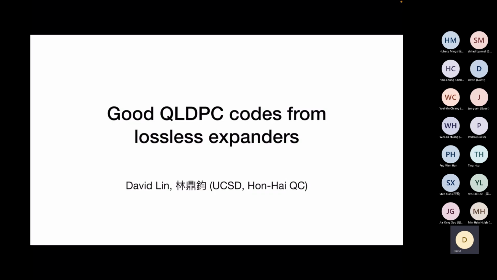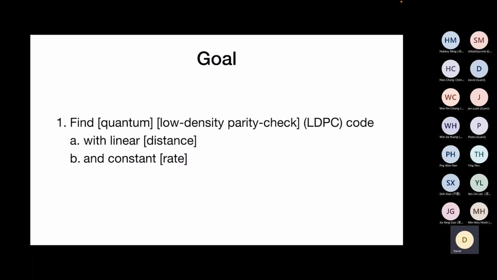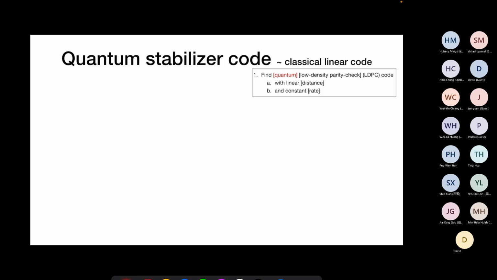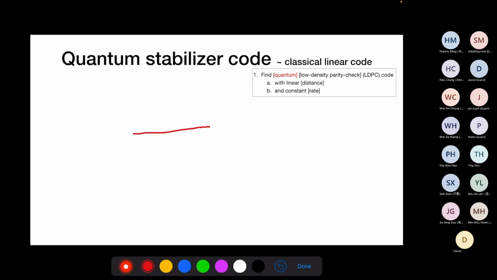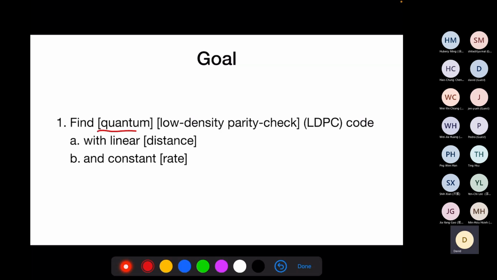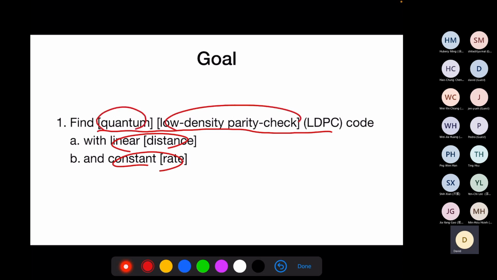Let's start with the goal. Can people see the goal? Okay. The goal is that we want to find a quantum LDPC code with linear distance and constant rate. We see a lot of new vocabulary, so we will go through them.